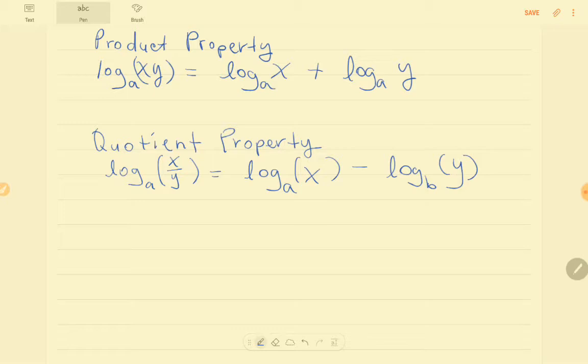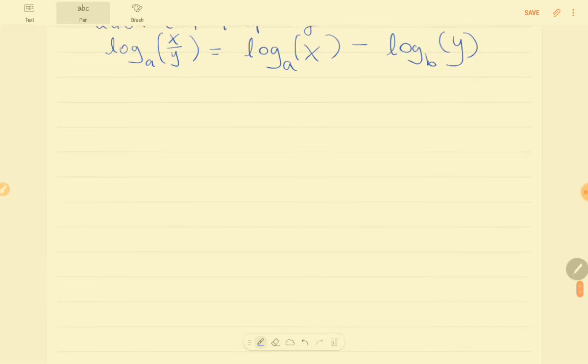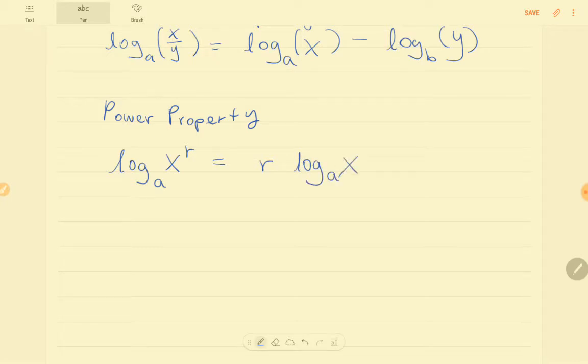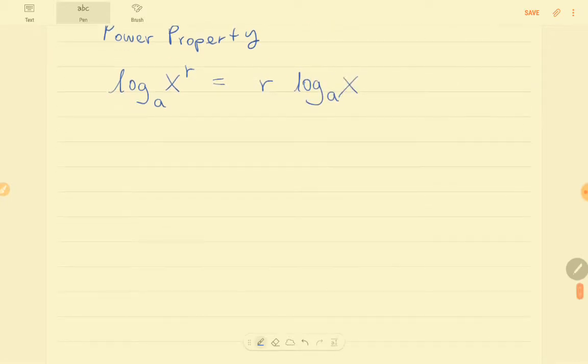Okay, should we try? Or do you just want to believe me? You just want to believe me, right? Okay, and then what else? We have the power property. The power property is when you have the log of some base, and then the argument actually has an exponent on it. Well, when that happens, you can rewrite this with the exponent being multiplied in front of the logarithm, like that. And that can be really useful.